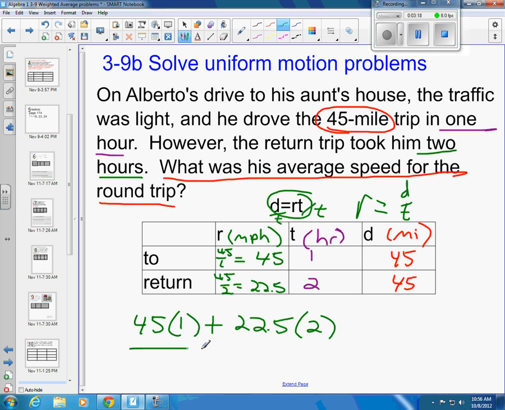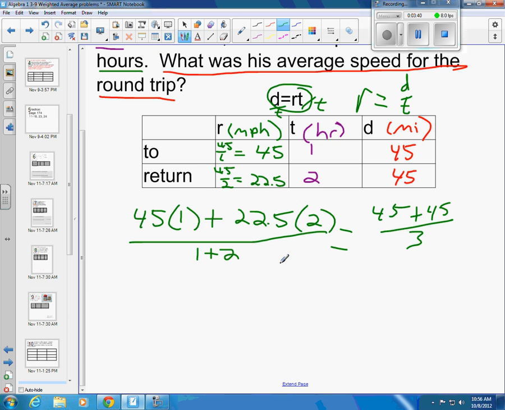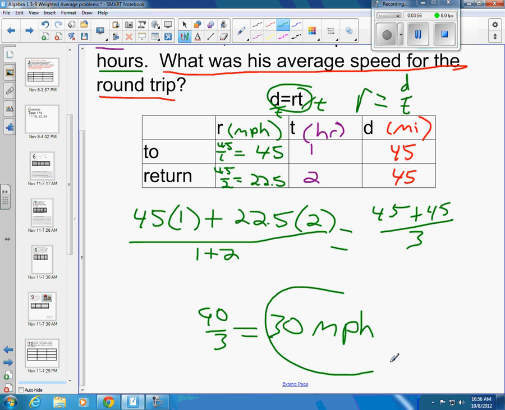And then we drove a total of 1 hour on the way there and 2 hours on the way back. So that's going to be 3. So 2 times 22.5, well, that puts us back to the 45. So this is actually equal to 45 plus 45 divided by 3 when I combine my like terms. And 45 plus 45 is 90 divided by 3, and 90 divided by 3 is 30. Okay, so 30, and that was looking for what was our average speed for the round trip, so that would be miles per hour because we were looking for speed.